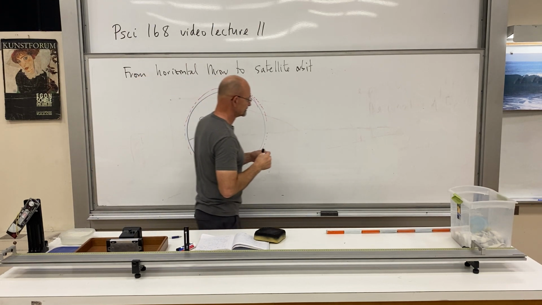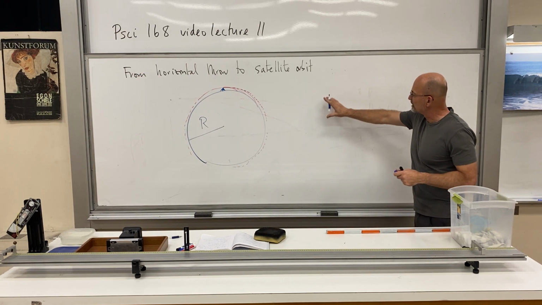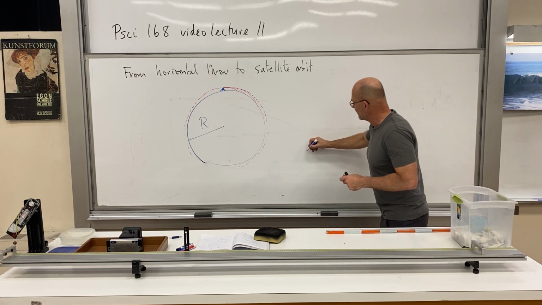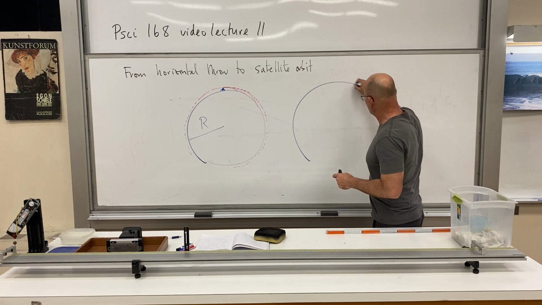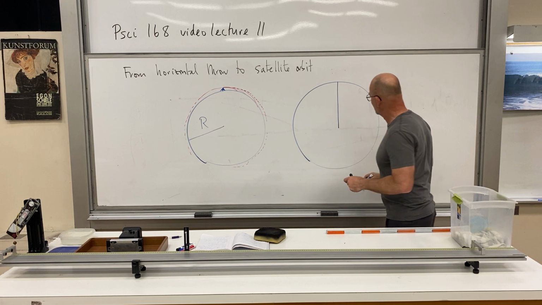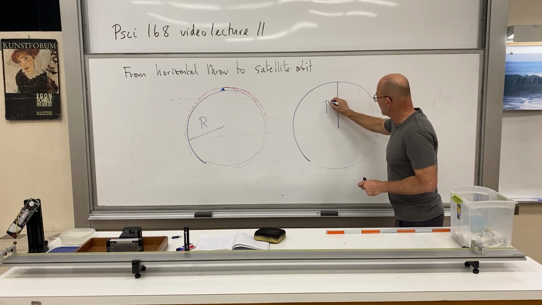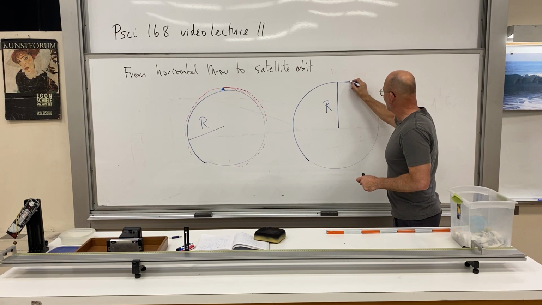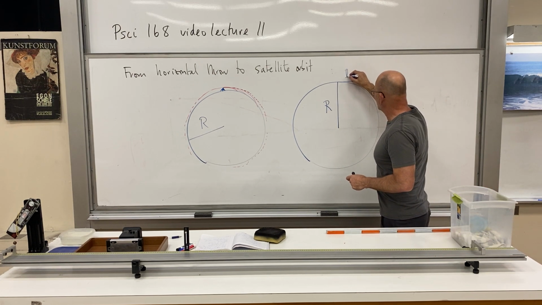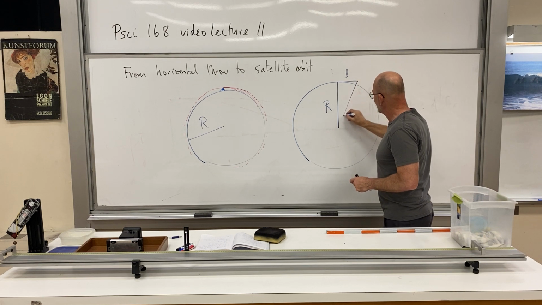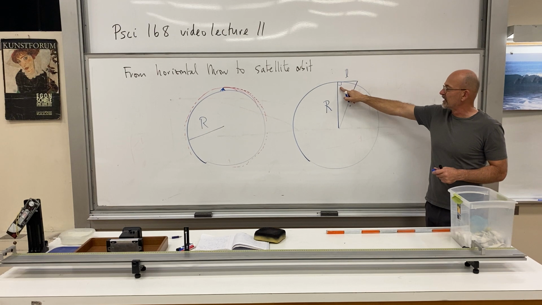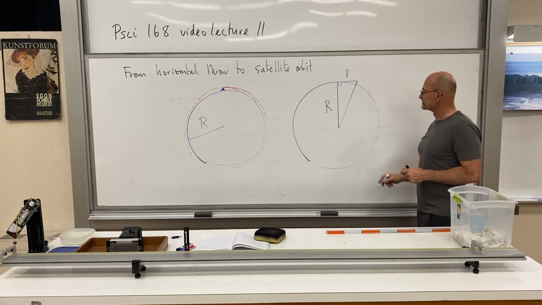Radius. Now for my second picture, I'm going to do the calculation. So now it's going to be a construction. And we have a radius, we have a distance forward, which we're going to call L, and we have a hypotenuse. Notice the horizontal throw gives us a right angle right there.